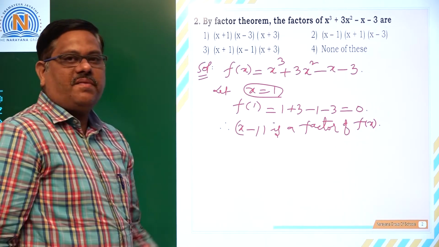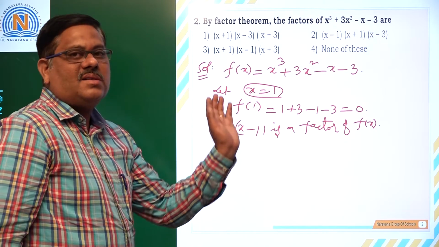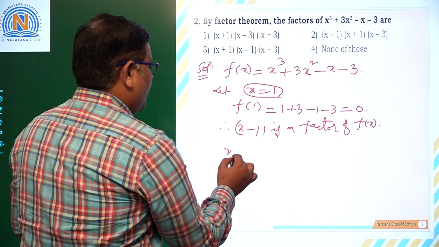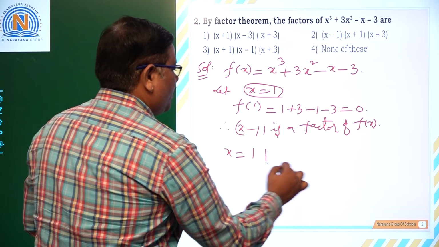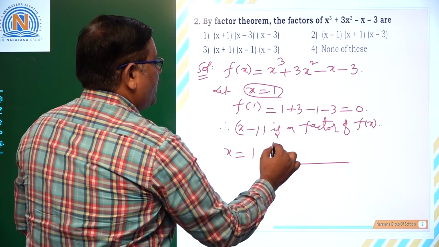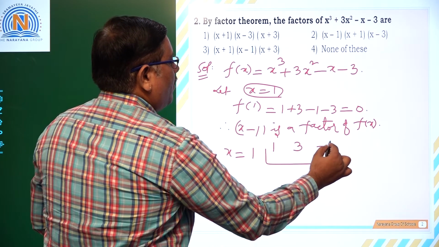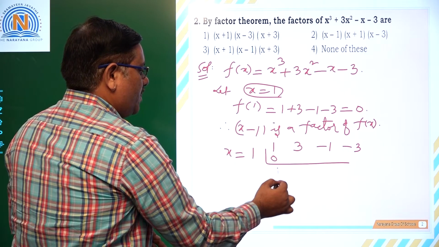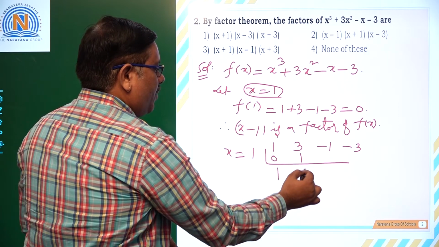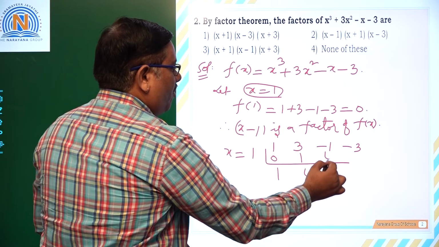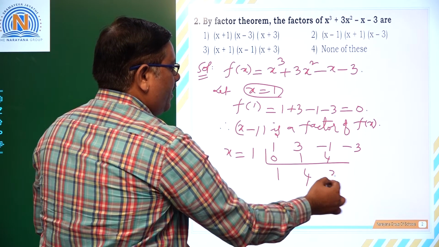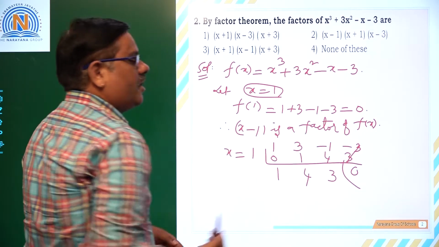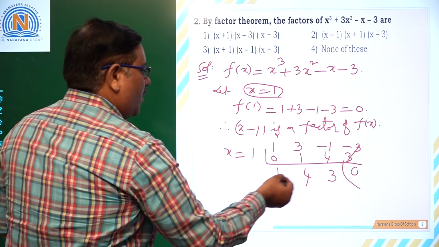If x minus 1 is a factor, we can use Horner's synthetic division in finding other factors. How to do that? X minus 1 factor means x is equal to 1 is a zero. Then take the coefficients 1, 3, minus 1, minus 3. Here we have to take 0. 1 plus 0 is 1. 1 into 1, 1. 3 plus 1, 4. 1 into 4, 4. Minus 1 plus 4 is 3. 1 into 3, 3. So these two are cancelling. So there is remainder 0 there. So here this is what we call the quotient.